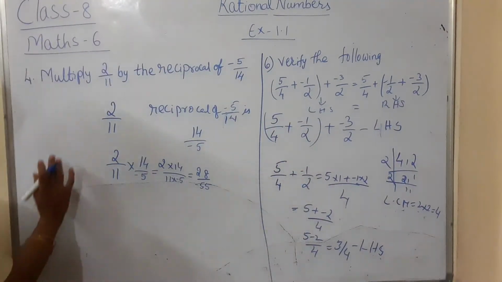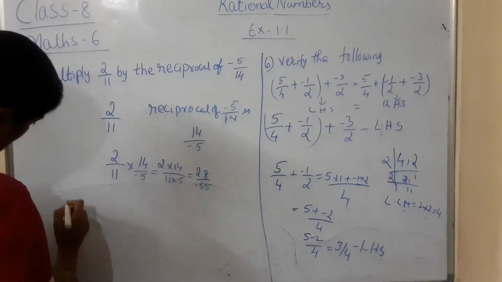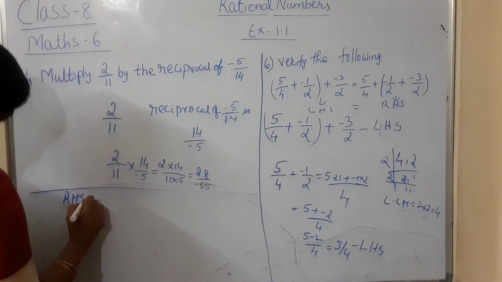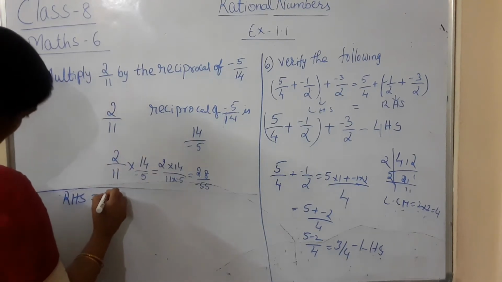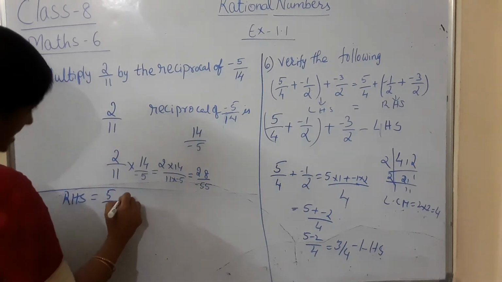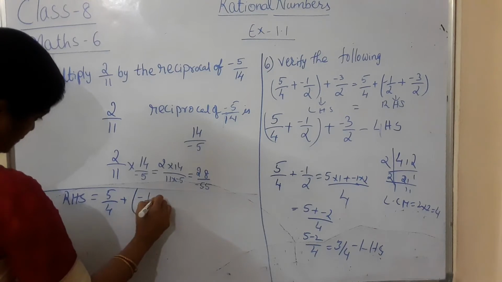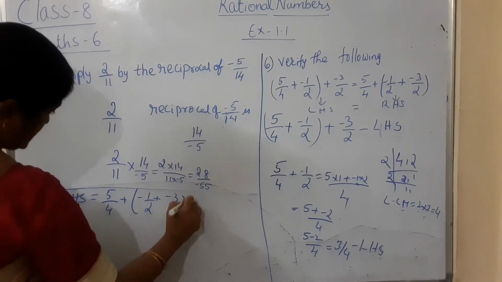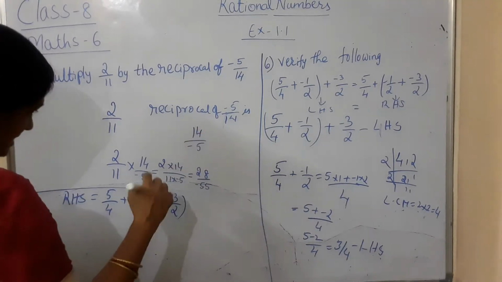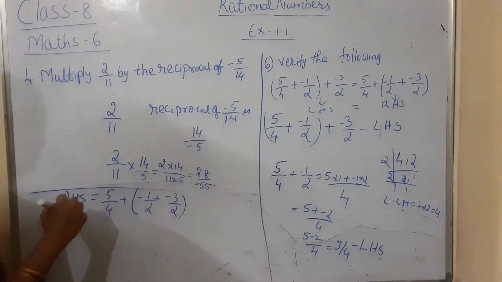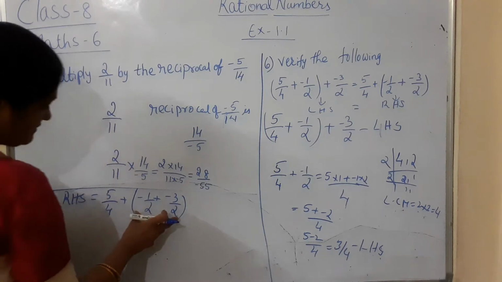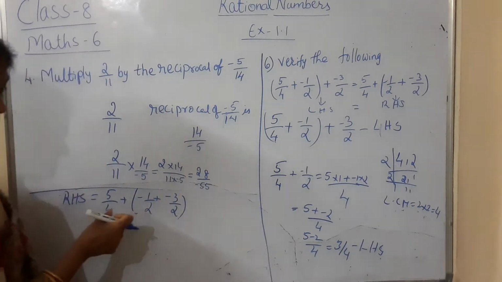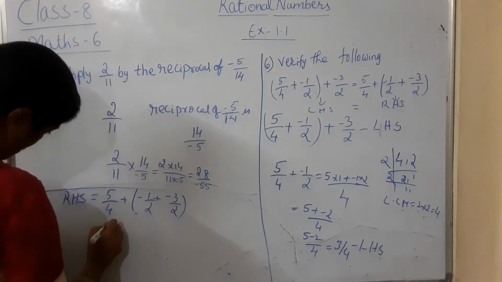Now let's see our RHS. Since space is not sufficient over here, I am doing the right hand side over here. What do we have towards our right hand side? 5 by 4 plus of minus 1 by 2 plus of minus 3 by 2. The same way we have done the left hand side, we are going to do the right hand side. First we will solve the rational numbers that are within the brackets, and then we will add it to the one which is out of the bracket.